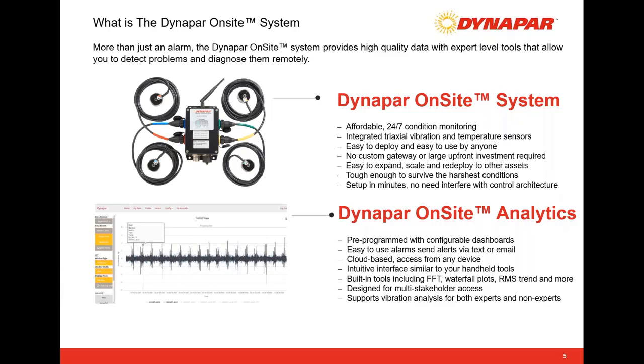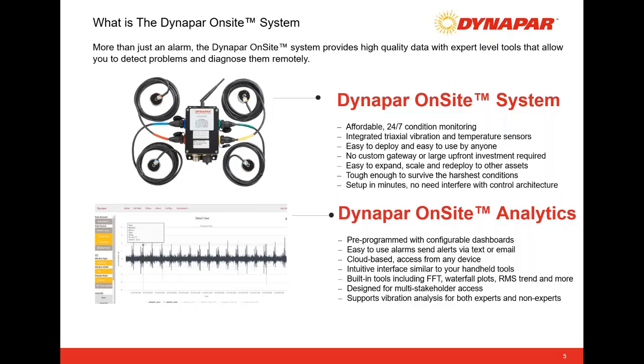Just to give you a little bit of viewpoint on the Dynapar on-site system, it essentially constitutes two pieces. One, the hardware piece, four sensors, input capability for encoder, wireless, easy to add, and then the analytics package, which gives dashboarding, full-on vibration analysis tools, easy interface, and as well allows for that multiple stakeholder involvement.